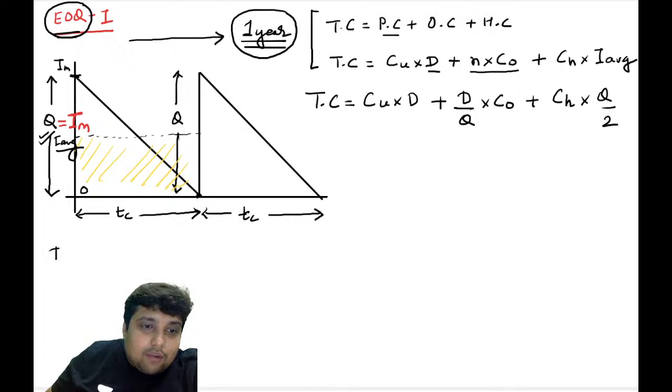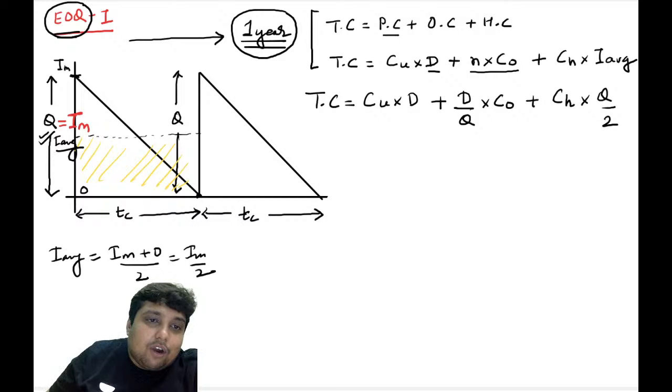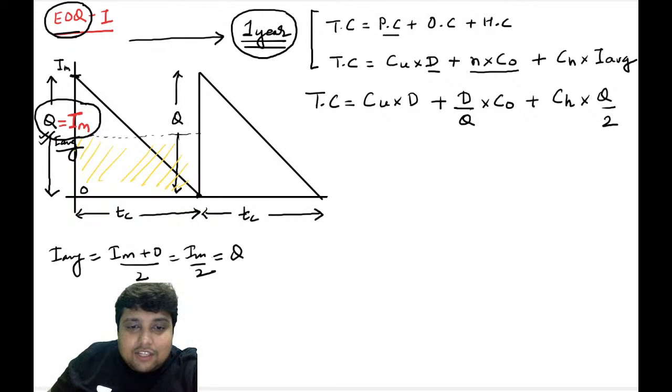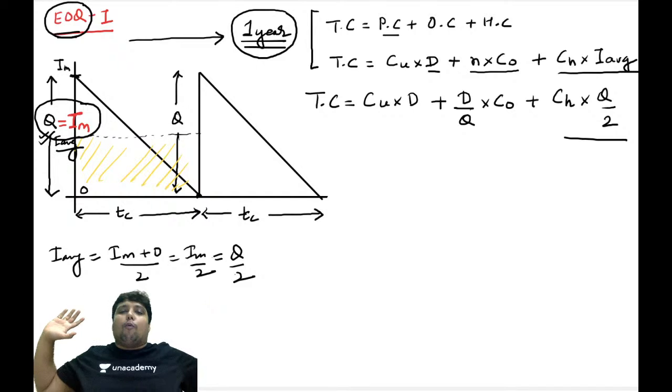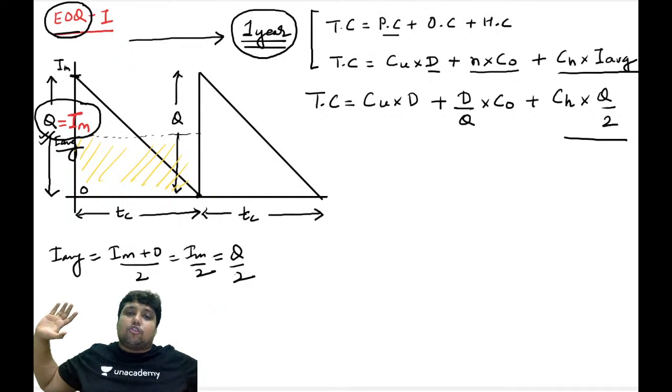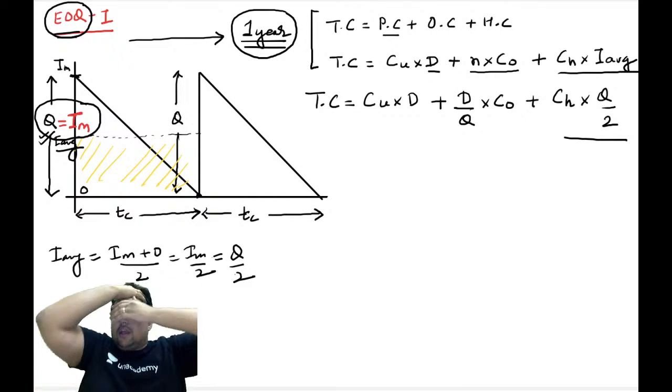and in order to calculate that average, what I will have to do is IM plus 0 by 2, that is IM by 2. And what is IM? It is equivalent to the lot size. So I average is Q by 2. So basically, instead of CH into I average, I have written CH into Q by 2. I hope this is understood by every one of you.